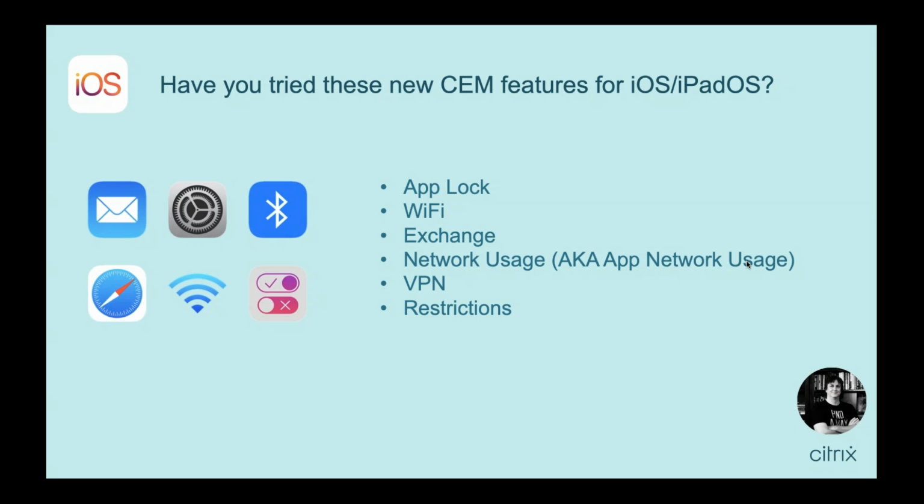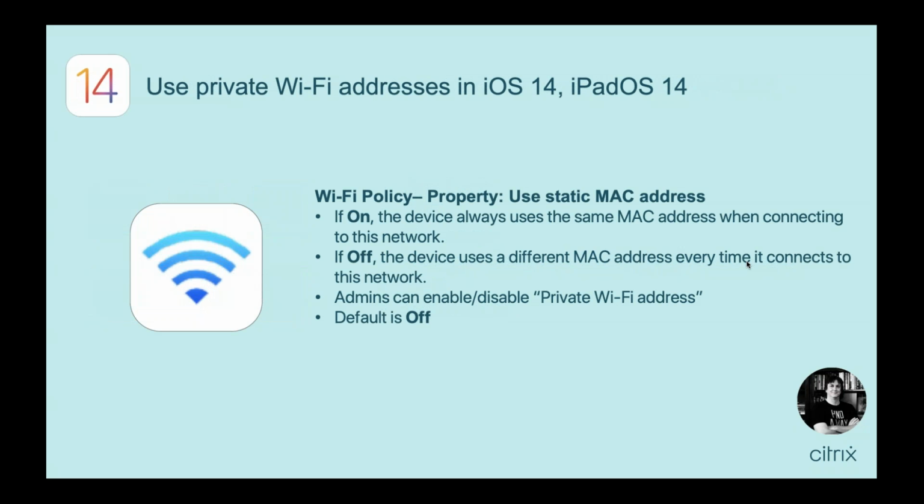VPN, restrictions. Restrictions management is big, and every year Apple comes up with new restrictions, right? And one example for iOS 14 is Wi-Fi, and this is a big one. What Apple did for iOS 14, they decided to protect the end user, right? So they randomized the MAC address. For example, every time an employee goes to the office, they will register to the Wi-Fi network, and a new MAC address is going to be issued for that device. The employee leaves the office, comes back tomorrow, and a totally different, random MAC address is going to be issued to that device, right?